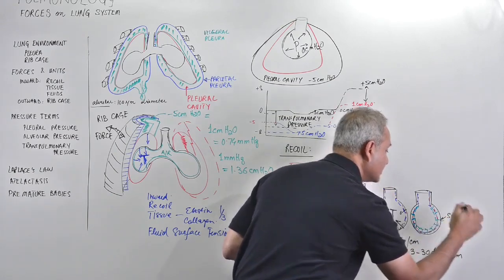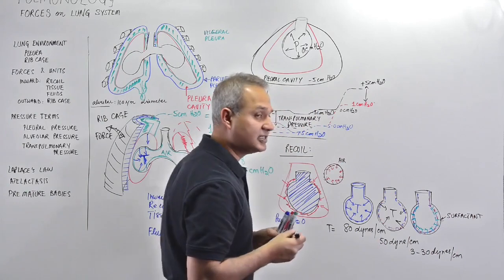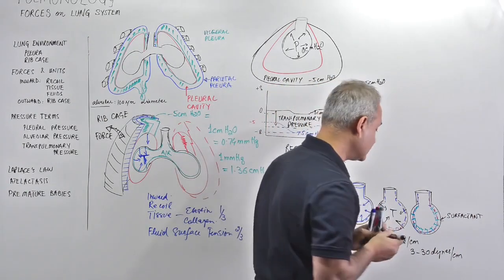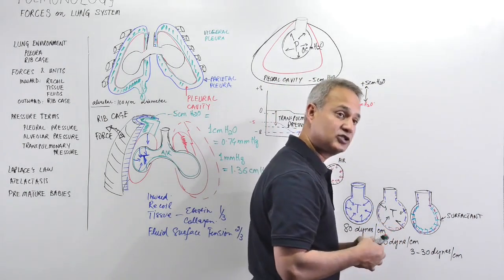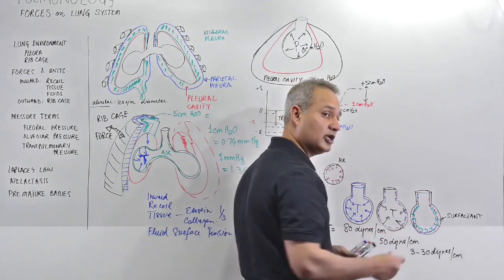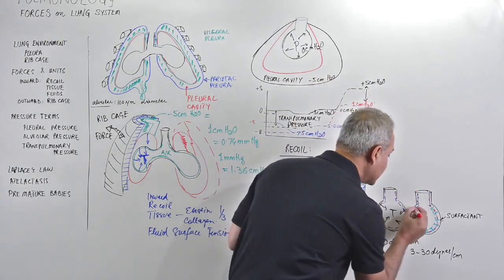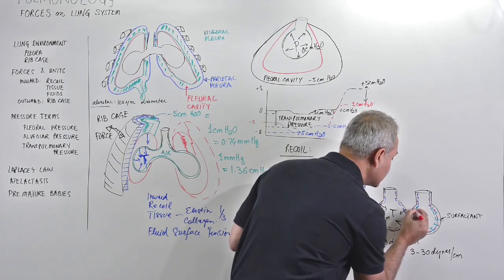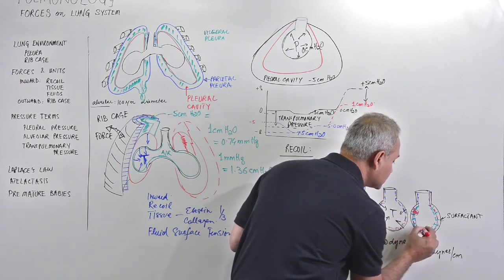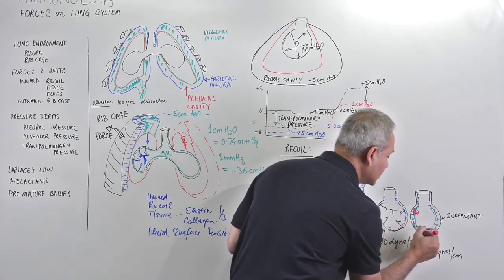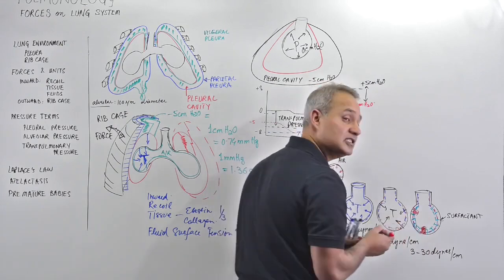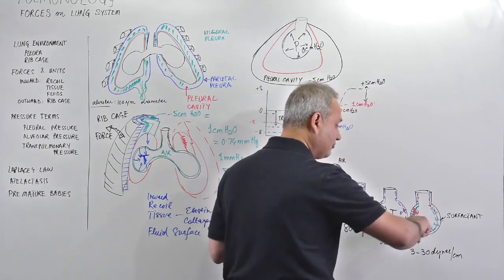What is surfactant? It's a separate lecture, but this is the surface active substance that is released by type 2 pneumocytes that are present in the alveoli as well. About 10% of all the alveolar cells are type 2 pneumocytes. They release surfactant inside the alveoli.